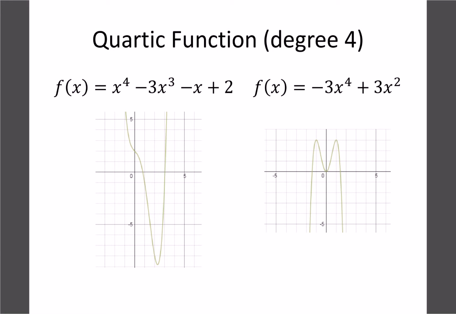So let's keep going and look at a 4th degree. The name for a 4th degree is quartic, and a quartic function has 4th degree. You can see in this case we have a positive, and the rest of it stays the same. We have an intersection point of 2.